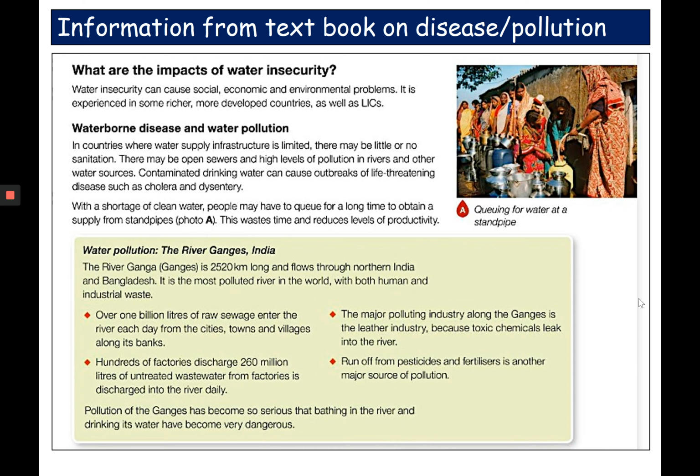There's then 260 million litres of untreated wastewater directly from factories being pumped into that river, again, every single day. And if you watch some of the videos, if you look at the examples they're talking about and read the information on the screen here, the main industry in that part of India that causes this pollution is the leather industry. It's the tanning, so the processing and the cleaning and the colouring of leather, which is causing those chemicals to be leaked and to be put into the river.